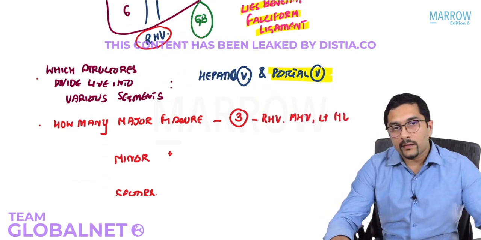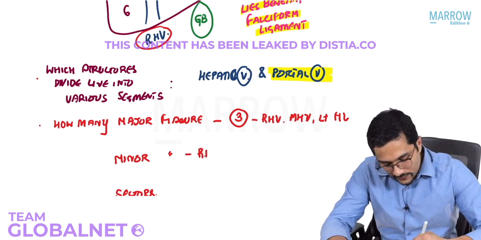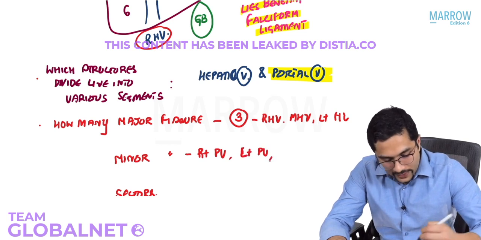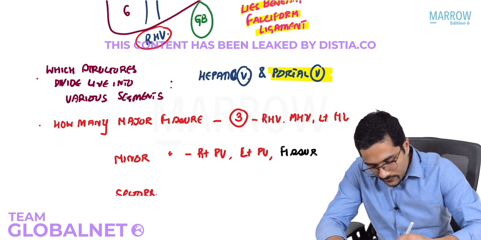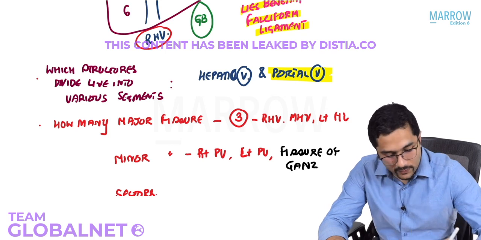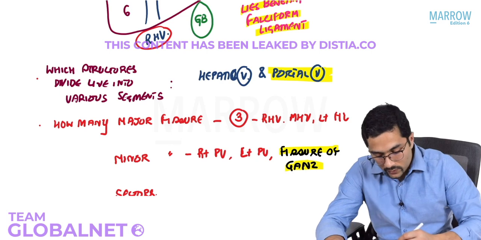The minor fissures are formed by the portal vein tributary. So we know that there is the right portal vein tributary, the left portal vein, and there is a minor fissure also known as the fissure of Gans. So there are three minor fissures as well. Please remember this.